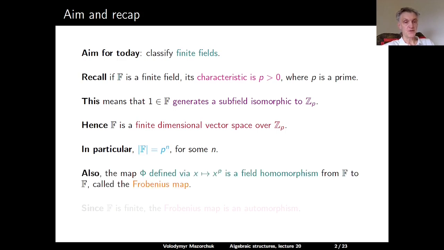Also, we have the so-called Frobenius map, which sends an element x in F to x to the power p. And this is a field homomorphism from F to F, and since F is finite, it's actually an automorphism. So we will denote this map by phi.